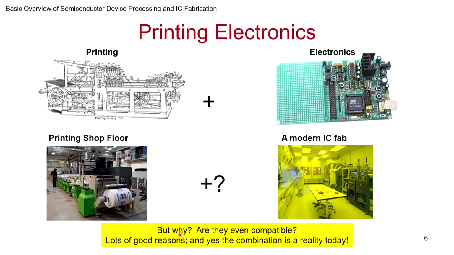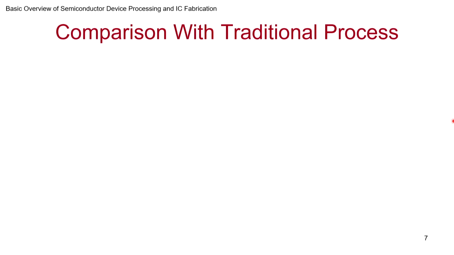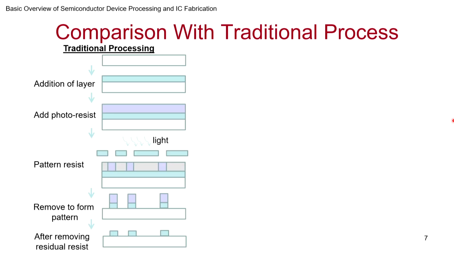But before that, why do you want to bring them together? That has to be clear. There are lots of good reasons why you want to bring them together, as we will be seeing in the next couple of, at least we'll see a couple of reasons. And yes, the combination is a reality today. There are lots of things that are being printed, including in mainstream technology, as I will be giving at least one example. So comparison with traditional process, especially what we spent time discussing in the last 2.5 months to 3 months. This is the traditional processing.